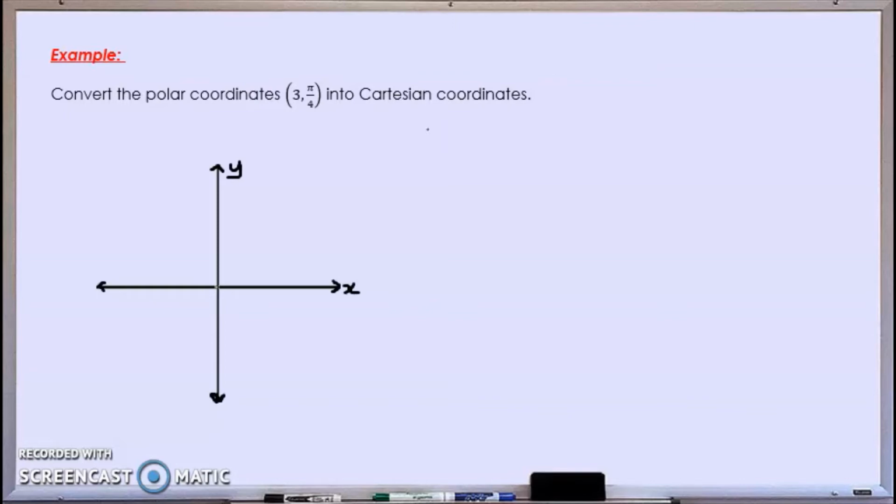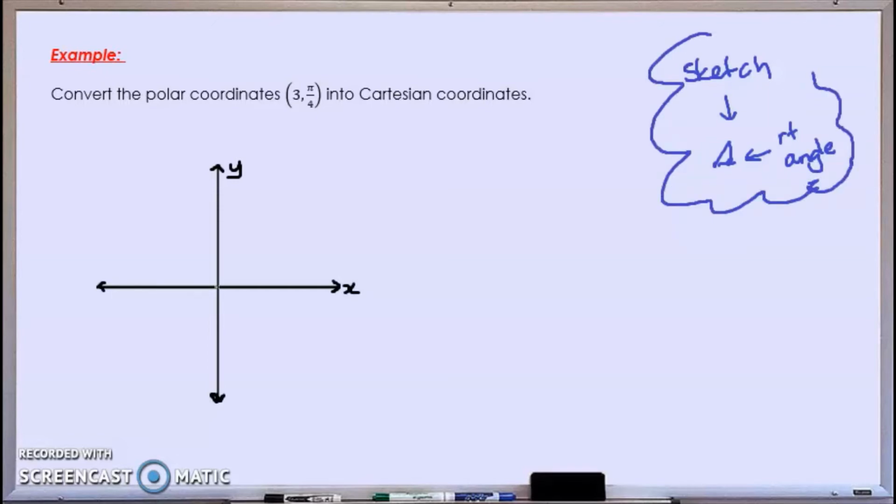A great way to convert to and from polar coordinates is to sketch the polar coordinates and then use Pythagoras or trigonometry to solve the triangle. So we're going to do that here. We're going to start by sketching, and then we're going to examine the triangle. And this triangle is always going to be a right angle. So that means using something like SOHCAHTOA should be a pretty good tactic.